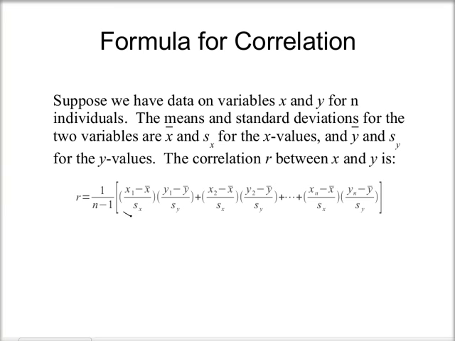So if you look at one of these terms here, each of these is the deviation of a point over the standard deviation for that variable. So this is kind of a measure of how far away that point is from where we expect it to be. So we take that for each point in our data set, and then we add those all up and divide by n minus 1, and this gives us sort of an average of how far away the points are from where we expect them to be if they were all in a straight line.